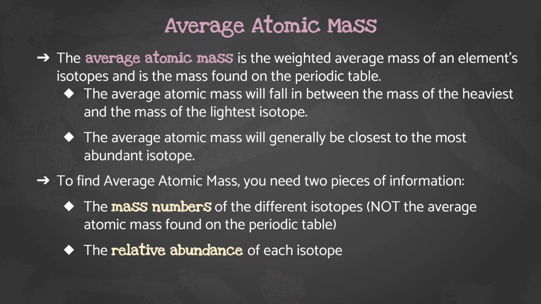To find the atomic mass, you need 2 pieces of information. The mass number of the different isotopes, not the average mass found on the periodic table, but the mass number, so that 14 in carbon 14, or that oxygen 17 that we've talked about before, and then the relative abundance. So what is the percent composition of all of the different isotopes in your sample?